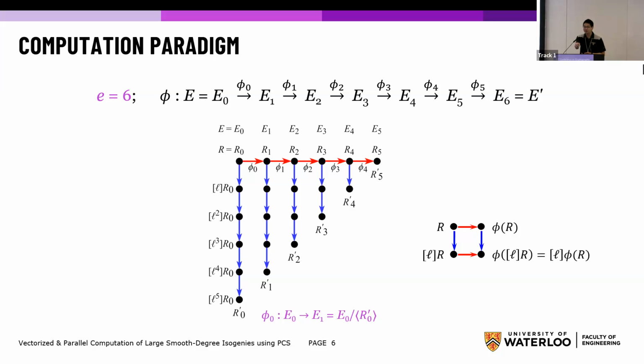For example, consider this point R1 prime here. One way is that we do the computation from R1 with lots of scalar multiplication. Instead, we can do the isogeny map from the corresponding point on the curve E0 to obtain the same point R1 prime because of this commutative property. So we have lots of ways to do the same computation.